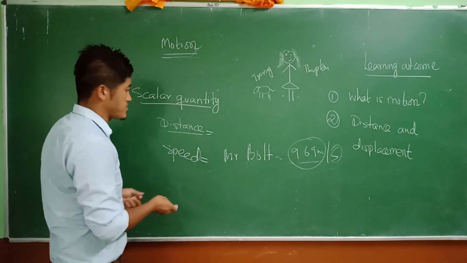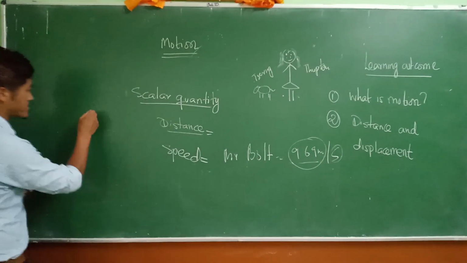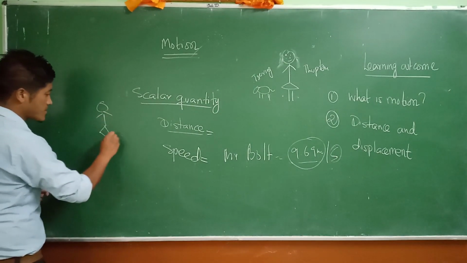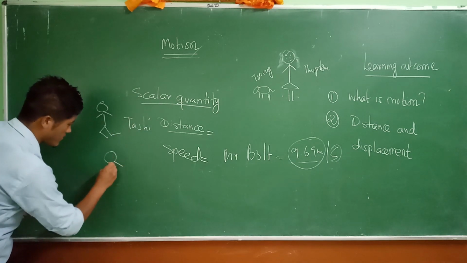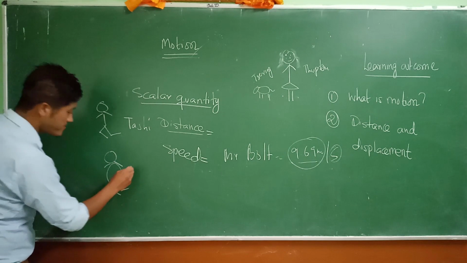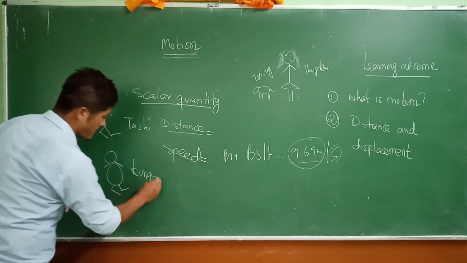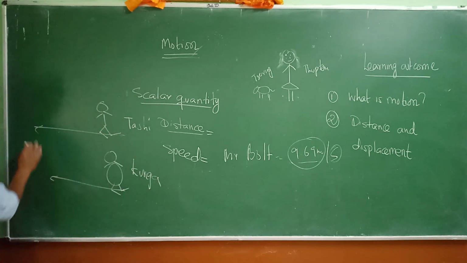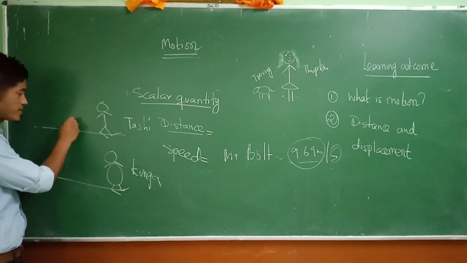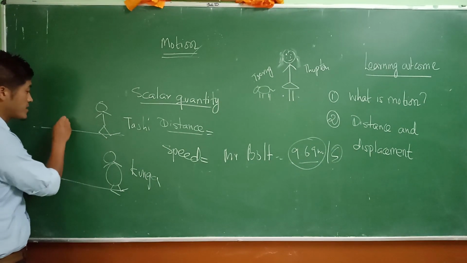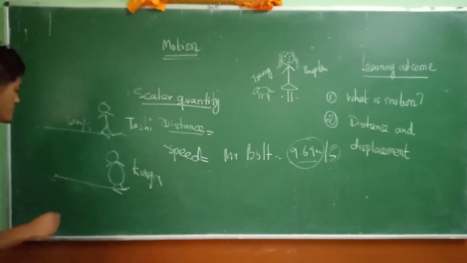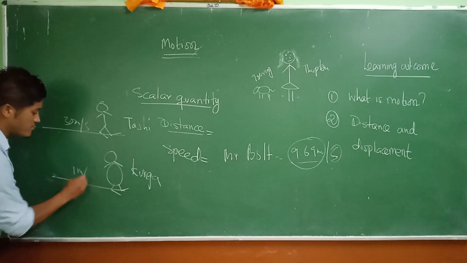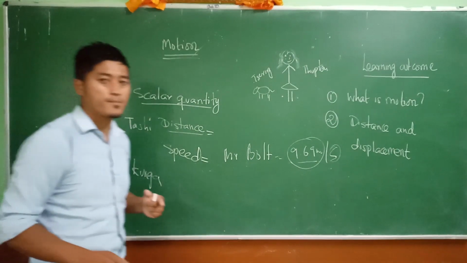Let's talk about two other people here. Number one, this is Mr. Tashi, and there is another person called Mr. Kunga. Mr. Tashi is running at a speed of 30 meters per second, which is a huge speed, and Mr. Kunga is running at a speed of 1 meter per second, which is also a very good speed.